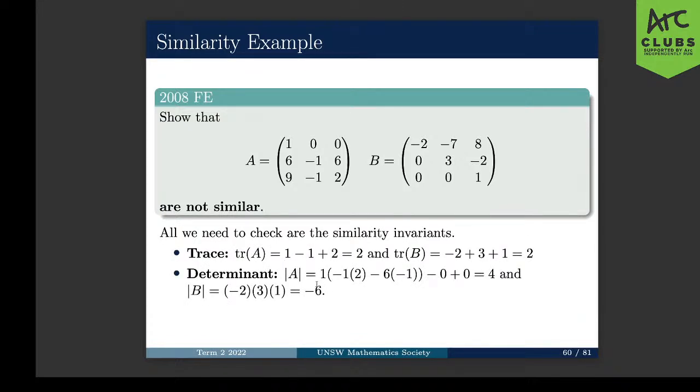So let's check the determinant. The determinant here is actually easy to find because of these zeros. The determinant of A would be 1 times minus 1 times 2 minus 1 times 6, and that actually gives us 4. And similarly, the determinant of B, this is an upper triangular matrix, so you can just multiply the terms here. You get minus 6. And so you can see that the determinants of A and B are not the same. And so by the contrapositive, A and B can't be similar.